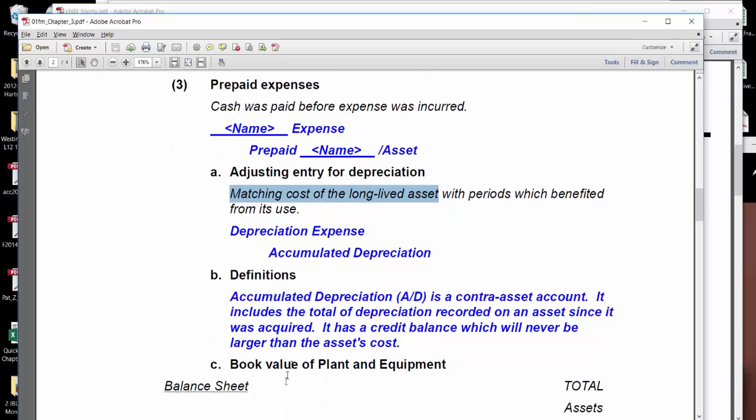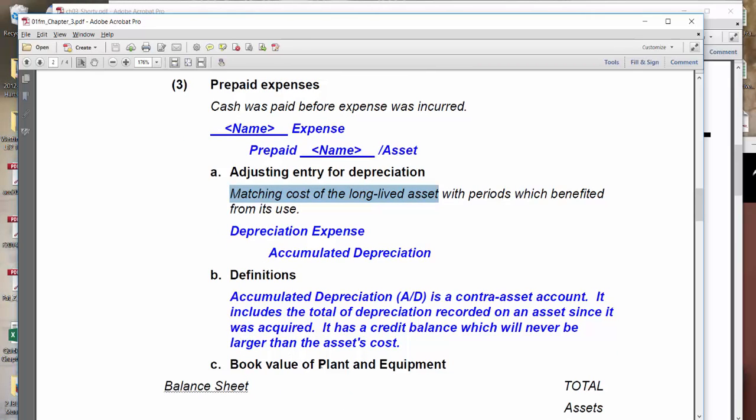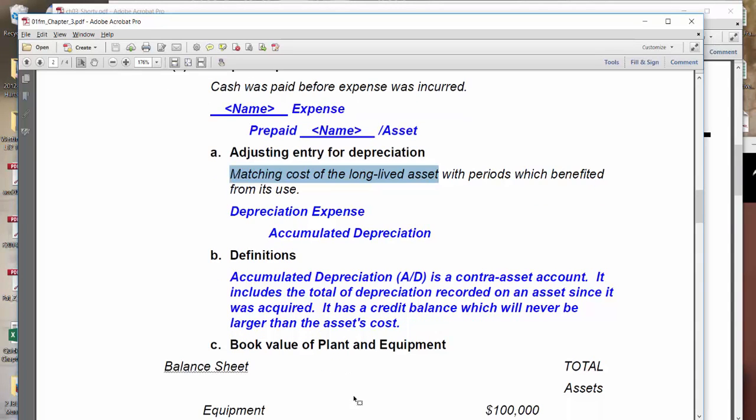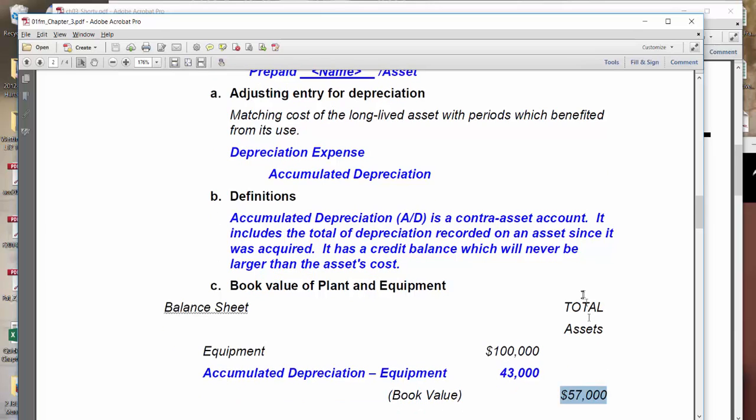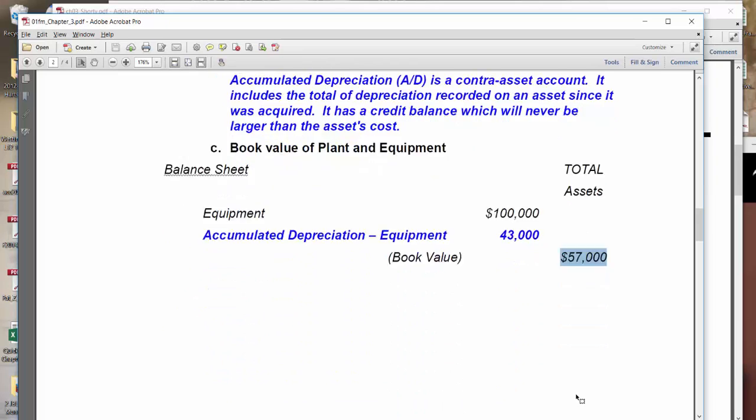When we show long-lived assets, commonly called plant and equipment or property, plant and equipment, or fixed assets on our balance sheet, we'll show them at their total cost, and we'll subtract whatever the latest balance is in our accumulated depreciation account to come up with what's known as its book value. That's the amount that gets added into the total assets.